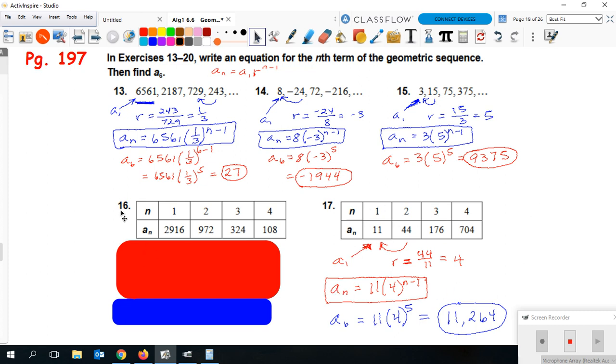So go ahead and pause the video at this point and do number 16. You can see this one's going down. It's a decaying function. So go ahead and pause the video, do 16, and then play it.